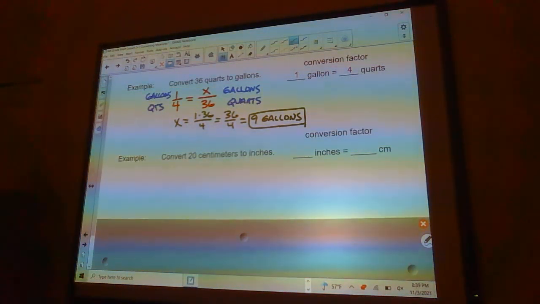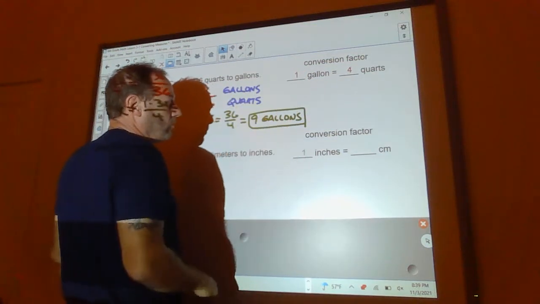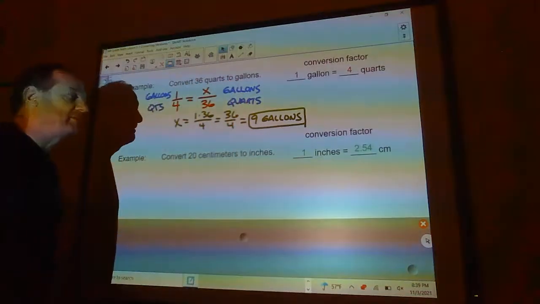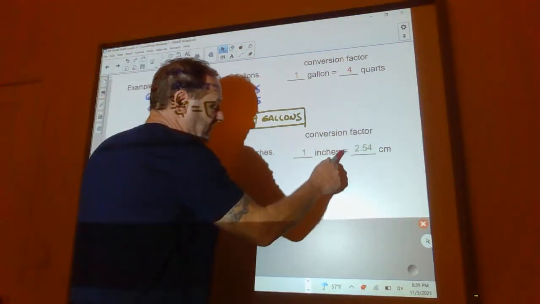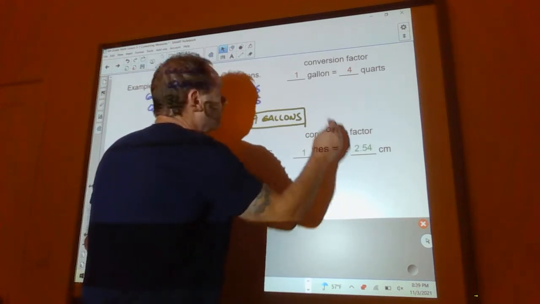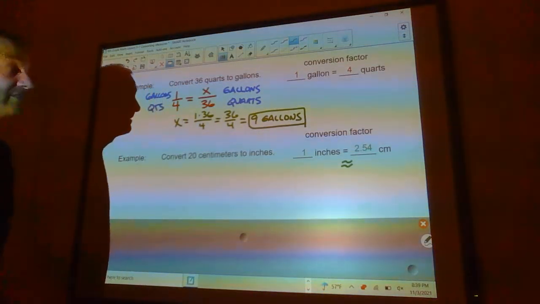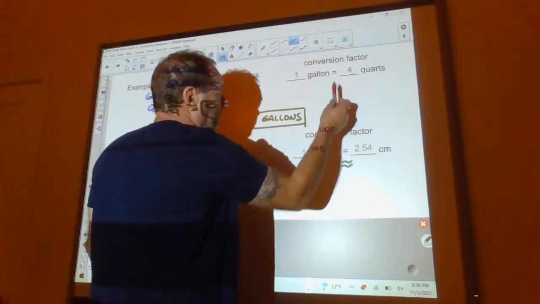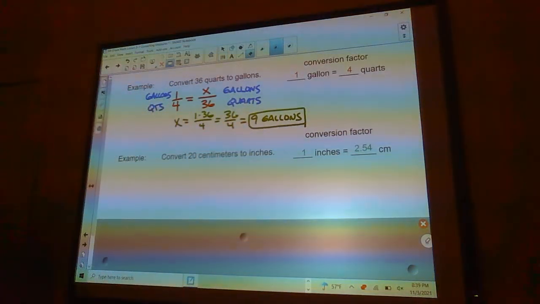Okay, convert 20 centimeters to inches. I need to have my conversion factor. Let's take a look here. 1 inch is 2.54 centimeters exactly. Now you'll notice sometimes these will have approximation symbols that look like this. That's approximately equal to. And sometimes you'll have equal to signs. This is actually equals. Some of these will not be exactly equal to.